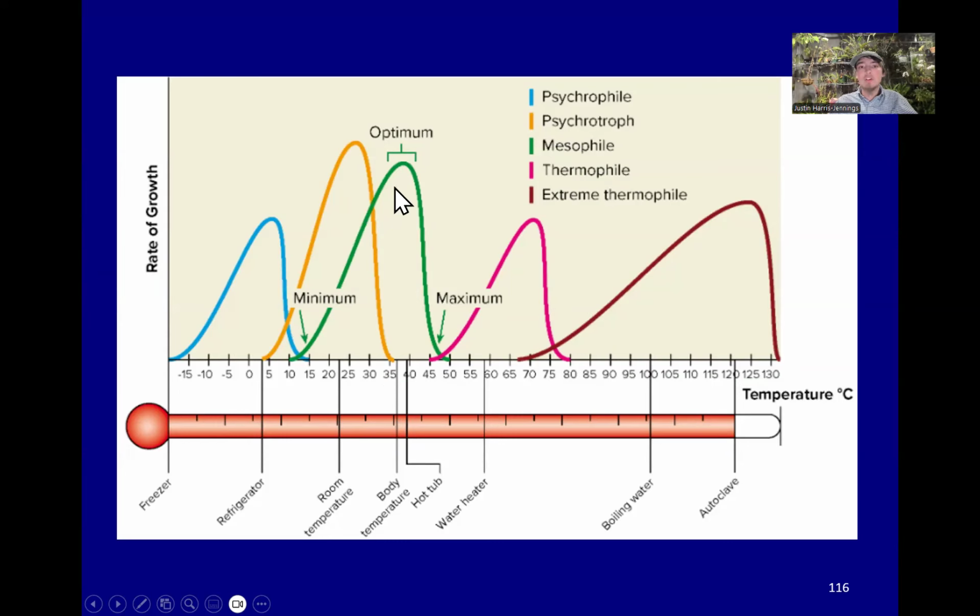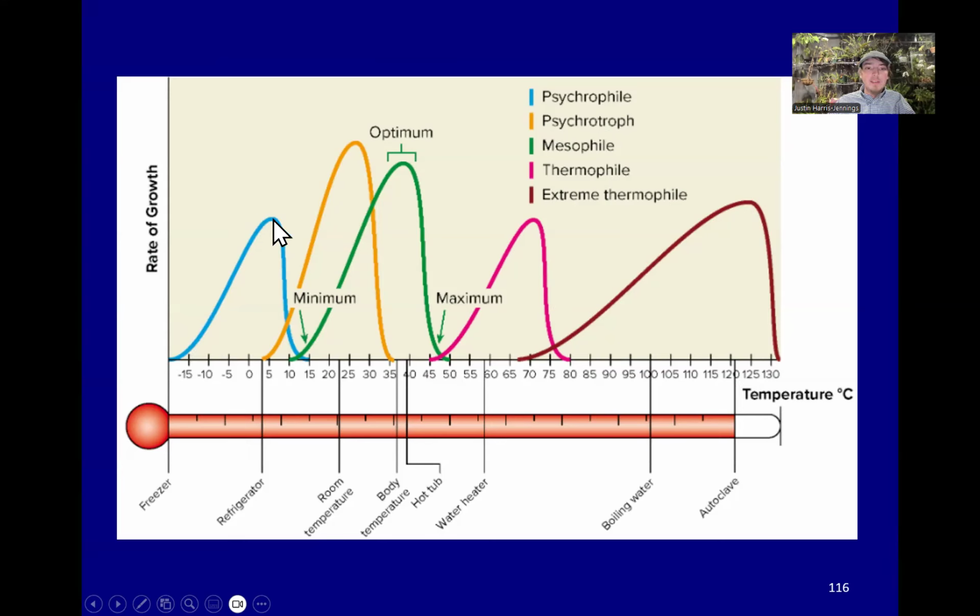And so mesophiles are going to be what constitutes most of the bacteria that are commensal on our body, the things that live on us in our day-to-day lives without causing us harm. And pathogens also occur in this range, but in this term, we're just talking about it in general.